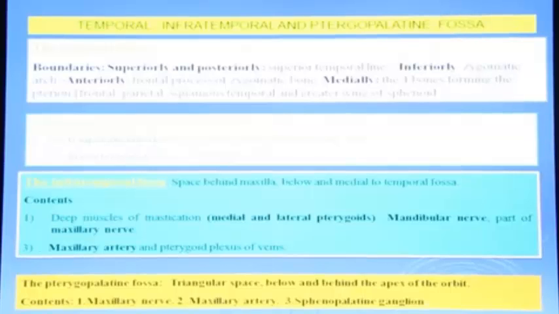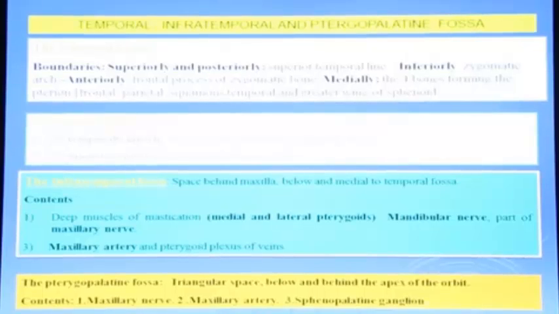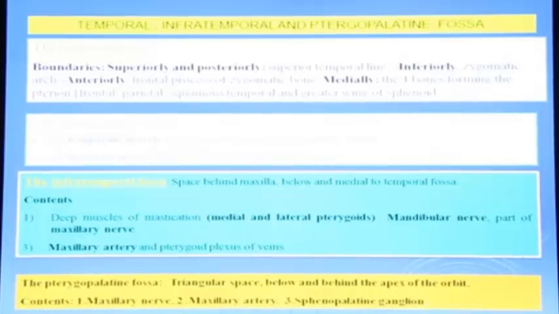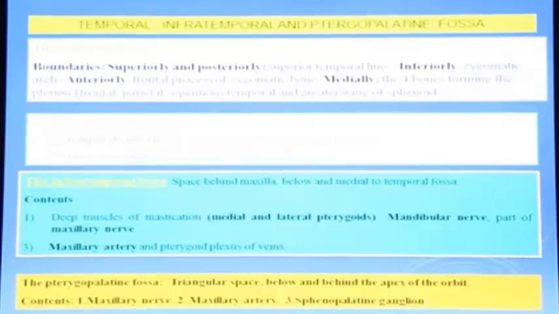Infratemporal fossa: space behind the maxilla, below and medial to the temporal fossa. What are the contents of the infratemporal fossa? The deep muscles of mastication, medial and lateral pterygoid, mandibular nerve and part of the maxillary nerve, as well as the maxillary artery and pterygoid plexus of veins.